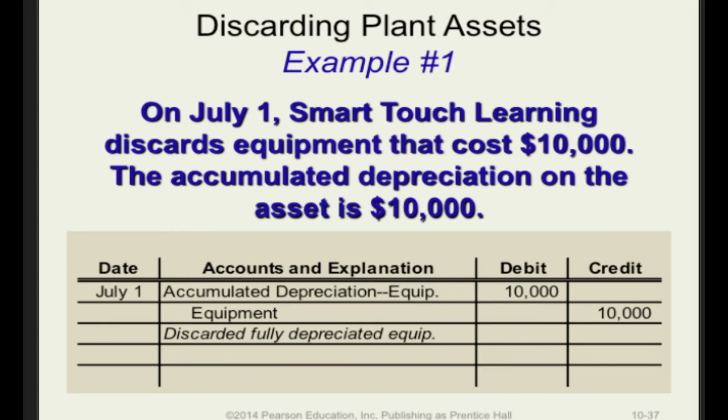The journal entry to record the disposal will include a credit to equipment to remove its original cost. In addition, a debit to accumulated depreciation will remove the related balance from the books. Because there is no cash involved, this journal entry is now balanced.